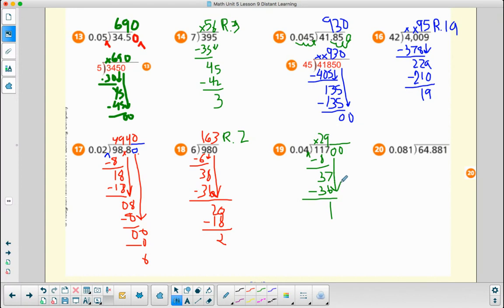I have 1 remaining that didn't get taken out. Bring down my 0. How many 4s in 10? There's 2 4s in 10. 2 4s would have used 8 of them. And I have 2 left. And bring down my 0. 20 divided by 4 is 5. 5 groups of 4 would have used all 20 of them. And I have nothing left over.